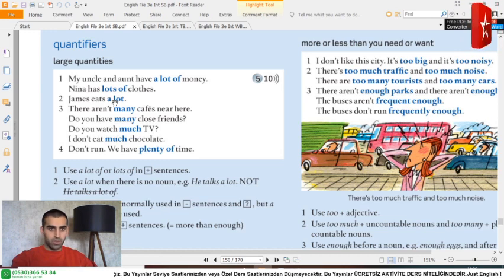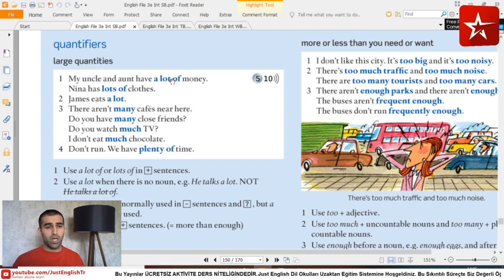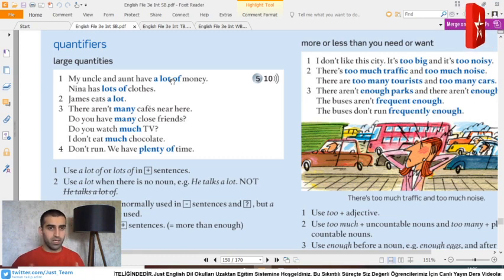If you have any question, you can ask your questions right now. If you don't have any question, let's continue with number 3. We have many and much. They are used in negative sentences and question sentences, but a lot of is used in both. But if we have many and much, we prefer using many and much instead of a lot of or lots of. For example, there are not many cafes near here.